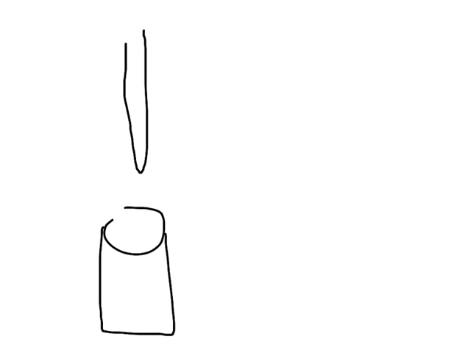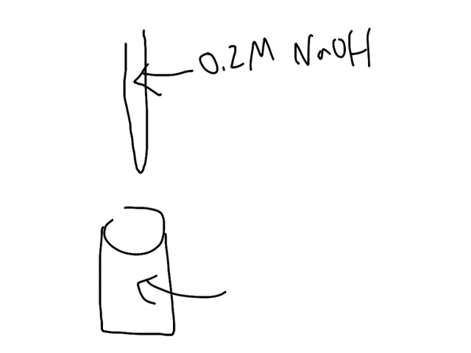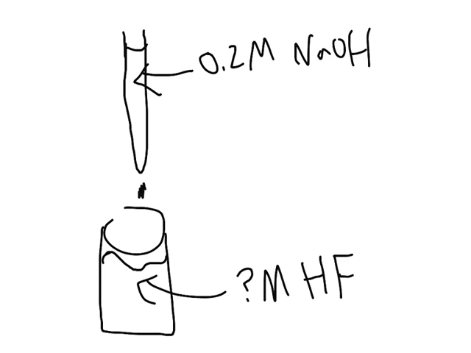First we have a burette, and we have a beaker. So the burette is going to have a solution of a known concentration. So let's say we have 0.2 molar sodium hydroxide. And the beaker is going to have a solution of unknown concentration, so mystery molar hydrofluoric acid. So what's going to happen is that we're going to keep dripping sodium hydroxide into the HF, okay?